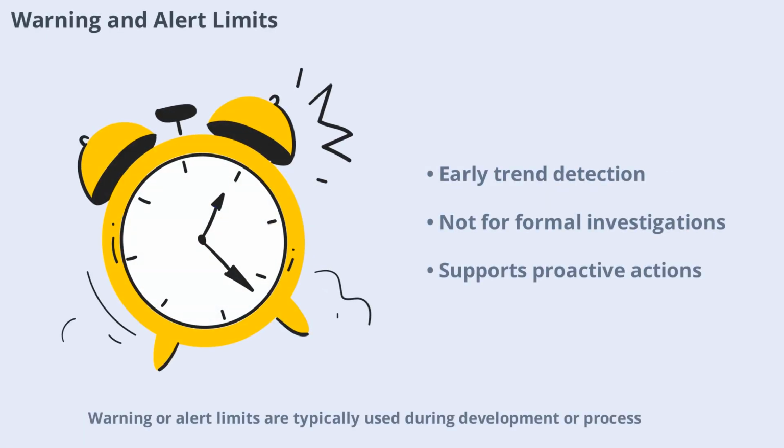Warning or alert limits are typically used during development or process monitoring to detect trends and gain deeper understanding of process consistency. Exceeding these limits doesn't usually trigger formal investigations, but may prompt increased testing or proactive risk mitigation. For example, in microbiological monitoring, standard operating procedures can define specific follow-up actions. These limits are valuable for early detection and prevention of potential issues.